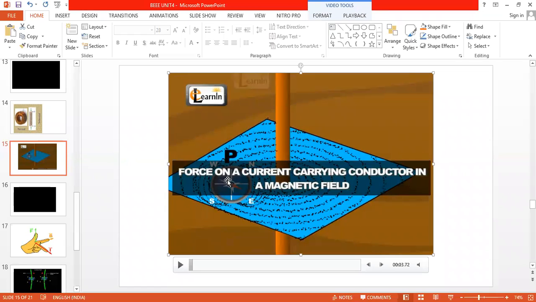One more example. In your house, the cooler, very good. The cooler is a current carrying conductor. The boring machine, that water machine, is a current carrying conductor. Yes or no? All of you.